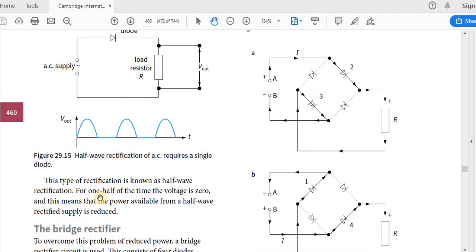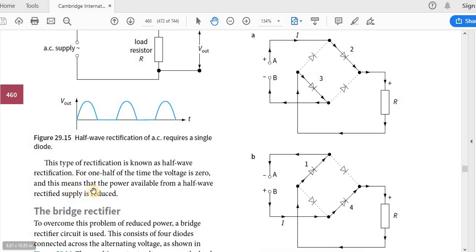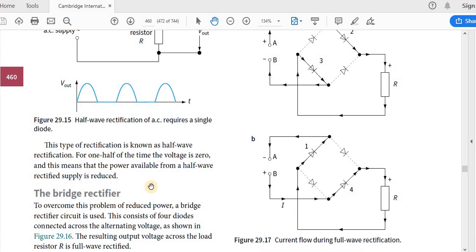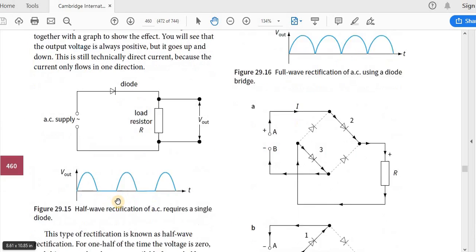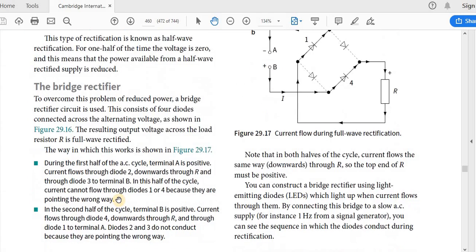Okay, then in this one, for half the time, the voltage is 0. This means that the power available from a half wave rectified supply is reduced. It's only available for half the time, so the power is reduced.